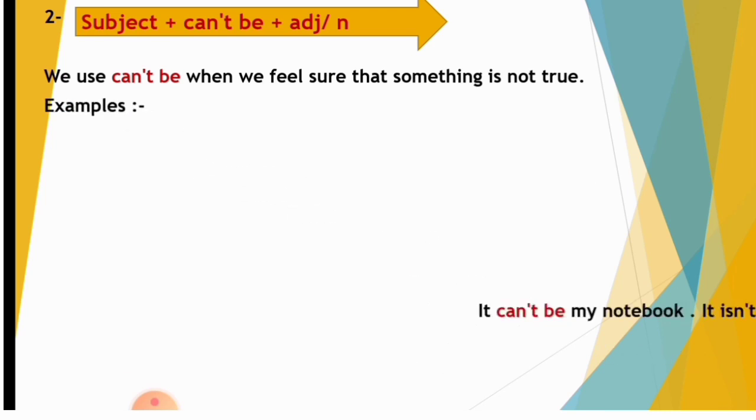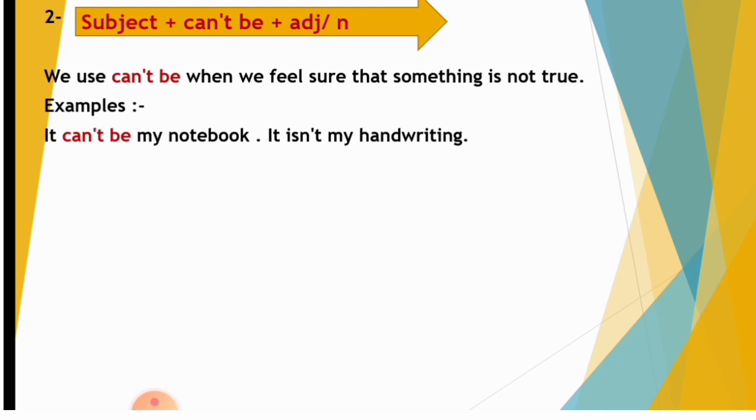For example, it can't be my notebook. It isn't my handwriting. So I am sure, because it is not my handwriting, that this is not my copybook. So I used here can't be. I'm sure not. So I use can't be.